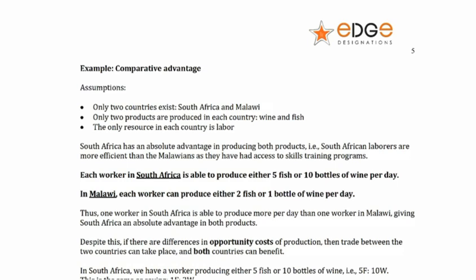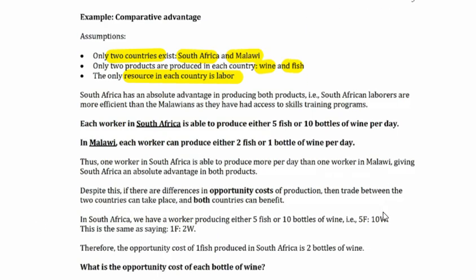complicated. Assuming only 2 countries exist, South Africa and Malawi, and these countries produce wine and fish. The only resource in each country is labor. South Africa has an absolute advantage in producing both products. Why? Because South Africa can produce 5 fish and Malawi produces 2 fish. South Africa can produce 10 bottles of wine a day, and Malawi can only produce 1 bottle of wine a day. What do you notice? On an absolute level, South Africa has the advantage in both.